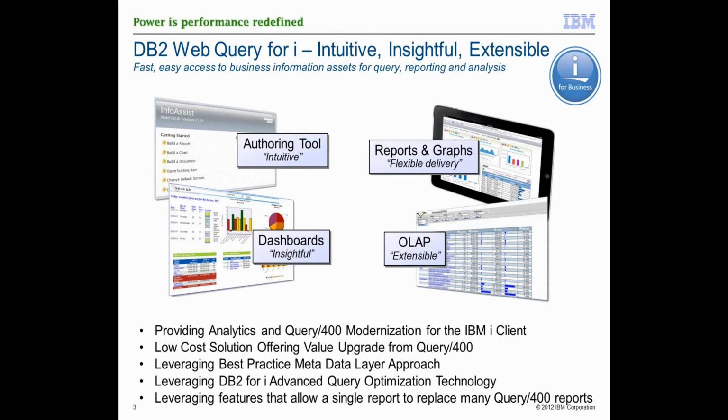And DB2 Web Query, unlike Query/400, generates SQL on the back end for database access. This is very, very important because it means you can leverage that new SQE, that SQL query engine that I was talking about earlier. And you can get tremendous performance benefits by doing that. And as I mentioned, by taking advantage of things like OLAP and highly parameterized reporting and active reports in DB2 Web Query, a single report can replace many, many Query/400 reports.